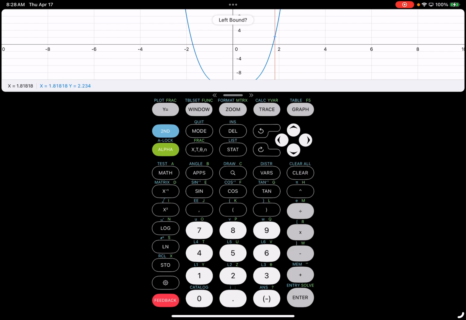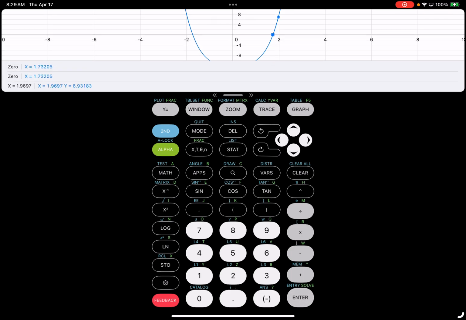If you're doing the one over here, a little bit to the left is going to be below, a little bit to the right is going to be above. Okay, I got it. Then hit guess, and you're going to get 1.73. I know what 1.73 happens to be. It's root 3. I'll tell you why in a second.